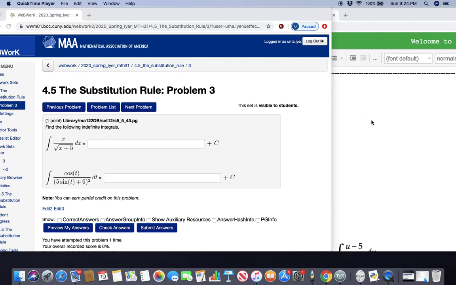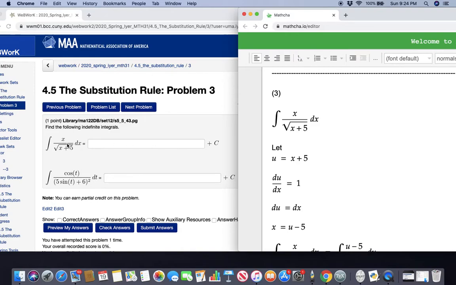Okay, so here is an approach. So integral x over radical x plus 5. Let variable u be just x plus 5. du dx is 1, right? Derivative of x is 1. In other words, the differential du is the differential dx.